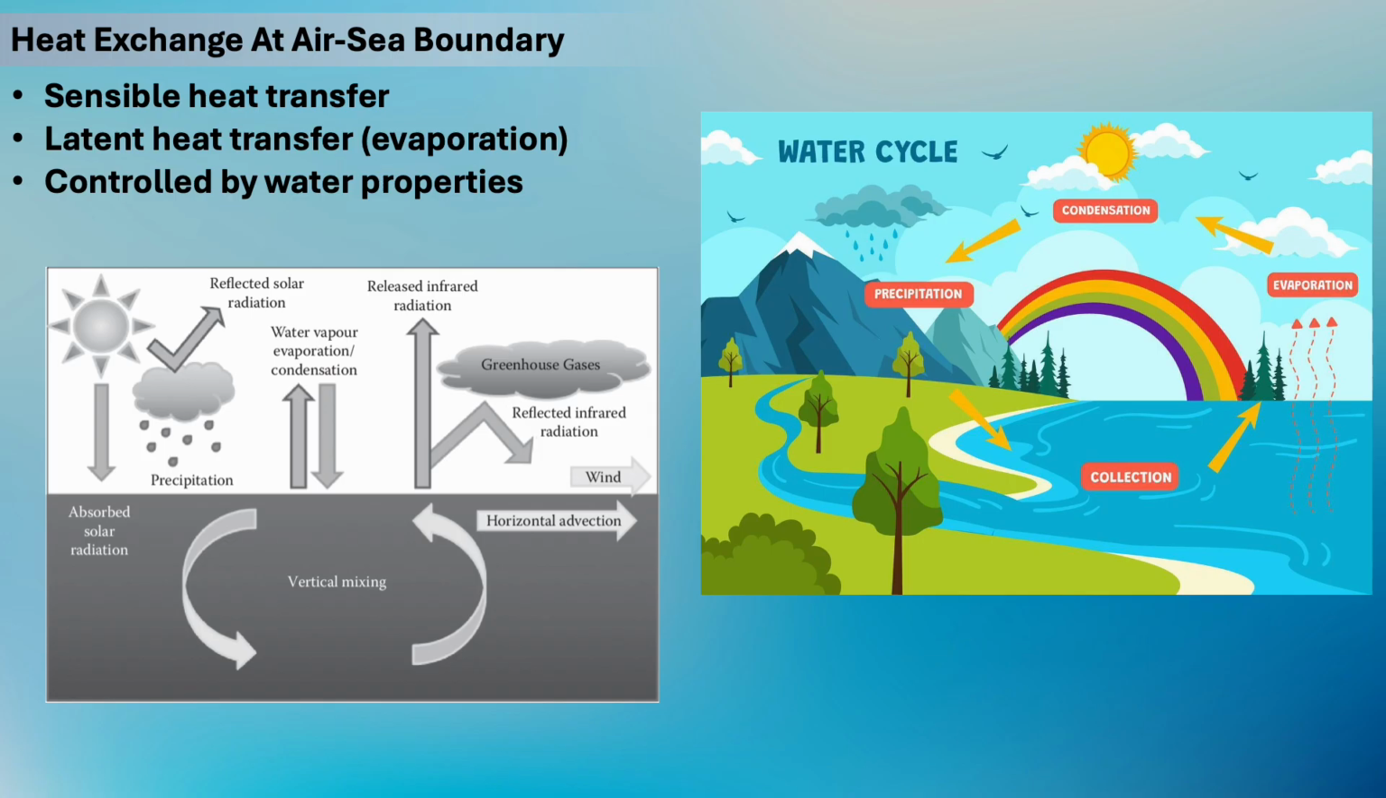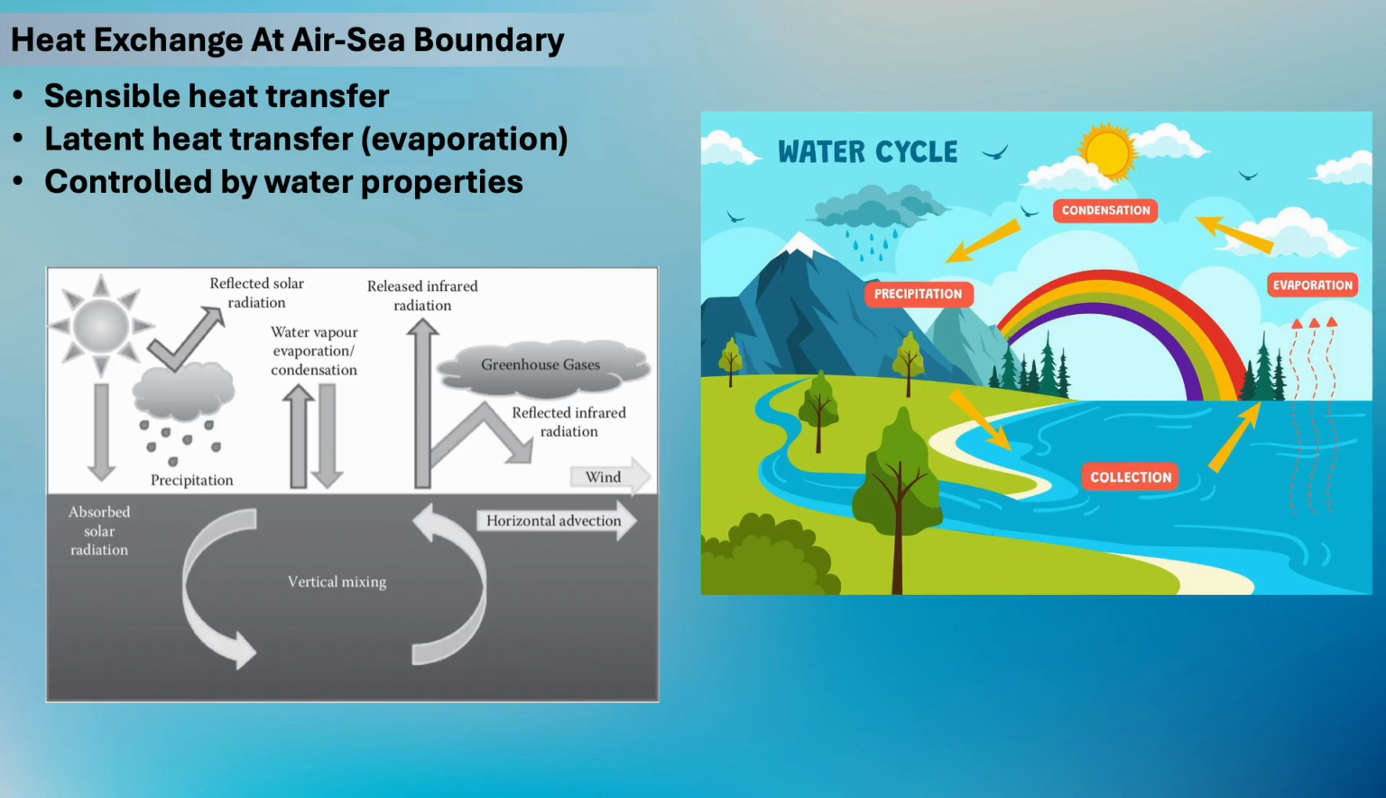Heat crosses the air-sea boundary through several mechanisms, but two are especially important: sensible heat transfer and latent heat transfer. Sensible heat transfer occurs when there is a temperature difference between the ocean surface and the air above it. Heat flows from warmer to cooler material until equilibrium is approached.